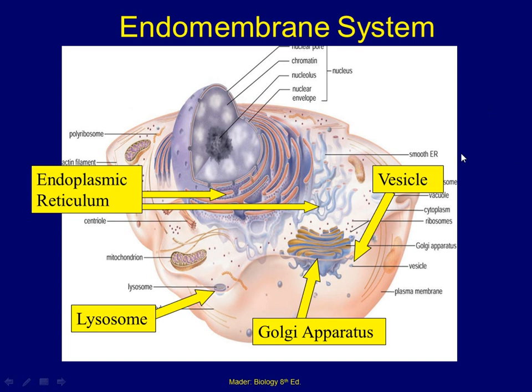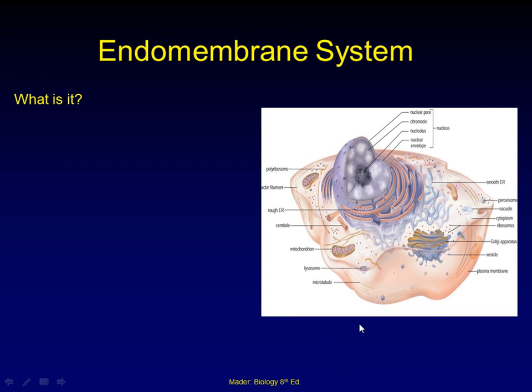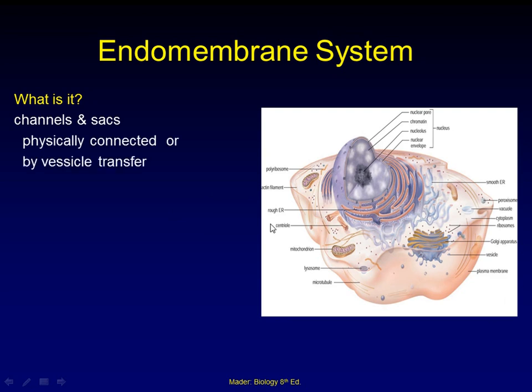So these 4 organelles participate in this system. Before we get into what each one of them does, let's talk about what the system is. What's its function? What is the endomembrane system? Well, you can see by looking at all those organelles that participate that it's basically just a whole lot of sacs and channels. So what does it do? What's the function of this? The reason it's called endomembrane is because all 4 of these organelles are covered with the same kind of membrane. They are either physically connected or they connect by vesicle transfer. So the membranes are all the same.